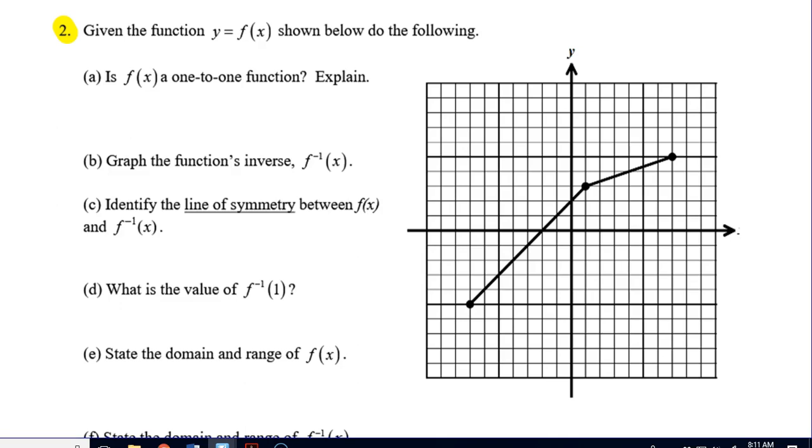It's a one-to-one function because not only is it a function, it passes the vertical line test, but it also passes the horizontal line test.